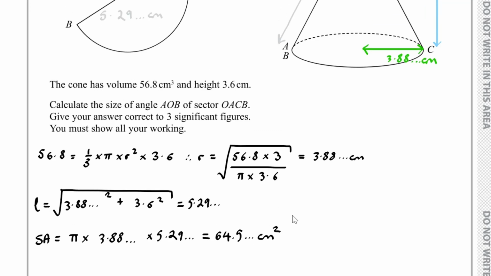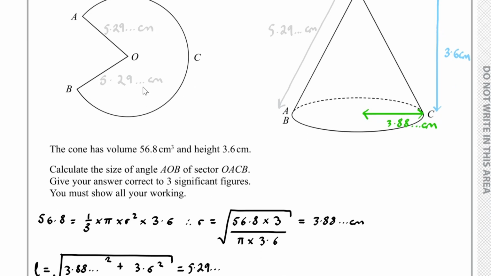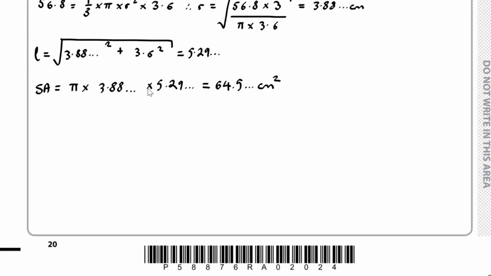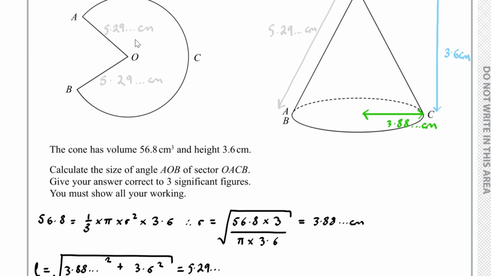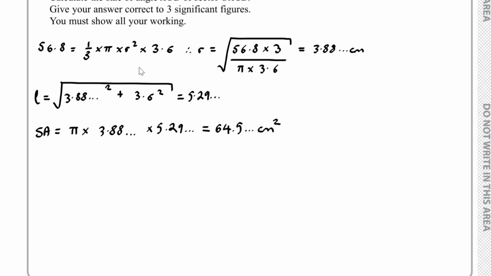Centimeters squared. So that's the total area. Now another way of working out an area is by considering the area of a circle, the proportion of an area of a circle. So we've got the major segment and the minor segment. Sorry, the major sector and the minor sector.